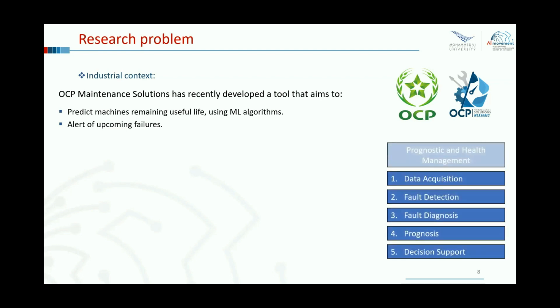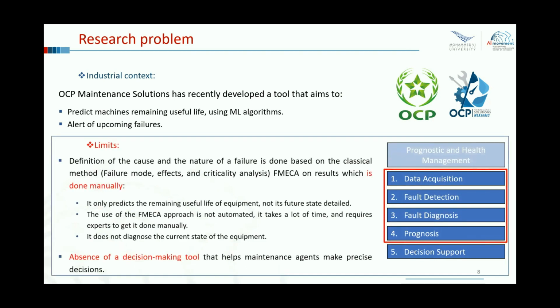However, this tool covers only 4 blocks of prognostics and health management. Moreover, the limits of this approach are represented in the fact that the definition of the cause and the nature of a failure is done based on a classical method, which is failure mode, effects and criticality analysis, FMECA, and the results are produced manually.